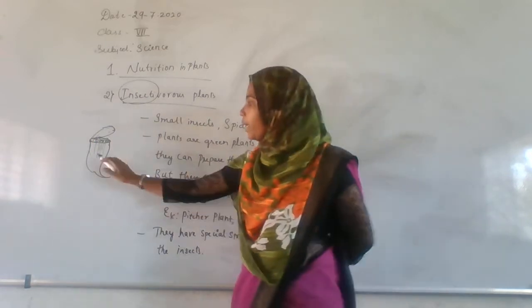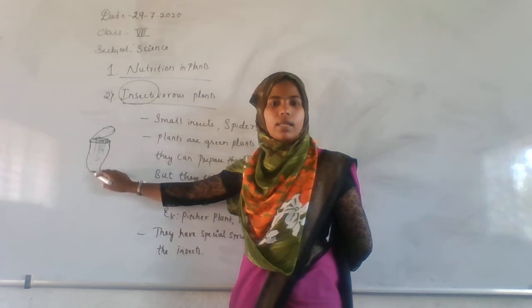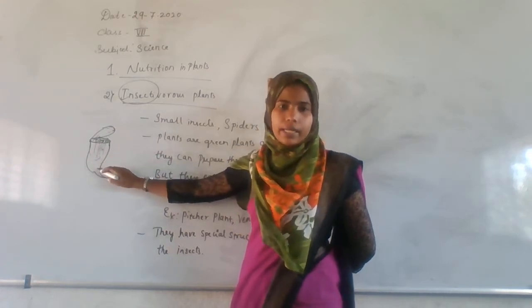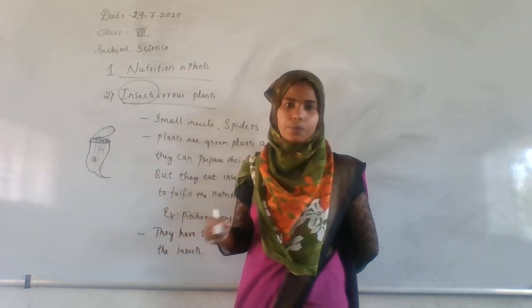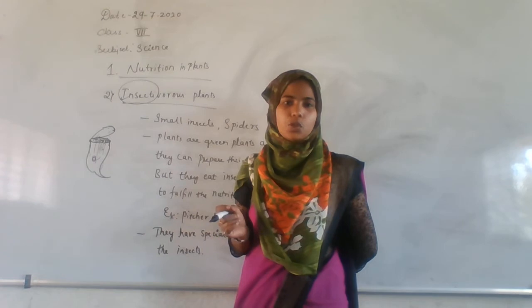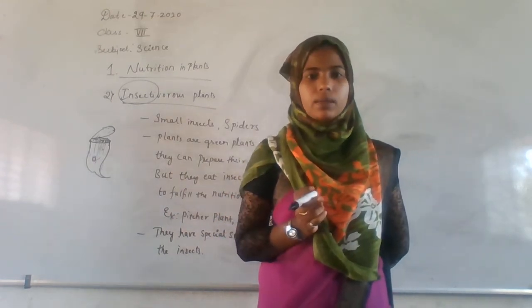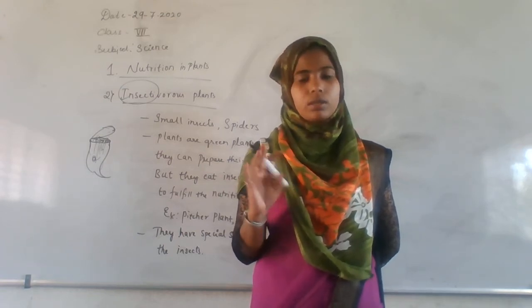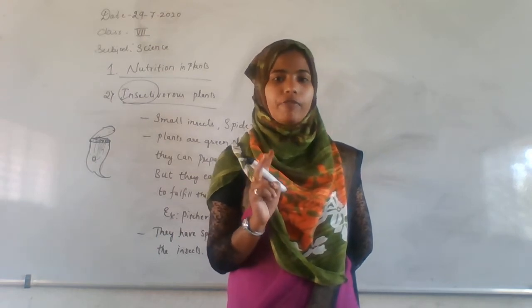Means how it does digestion is that digestive juices get released in the pitcher plant. Digestive juices are released, and then the insect trapped inside gets digested by the pitcher plant. Okay, and this is how the pitcher plant eats the insects. And the second one is Venus flytrap.